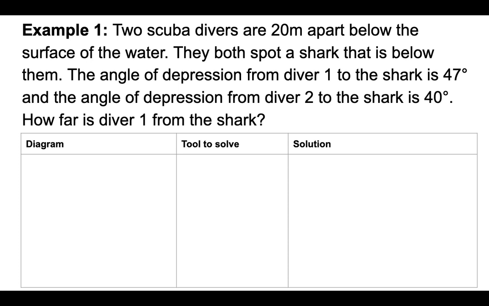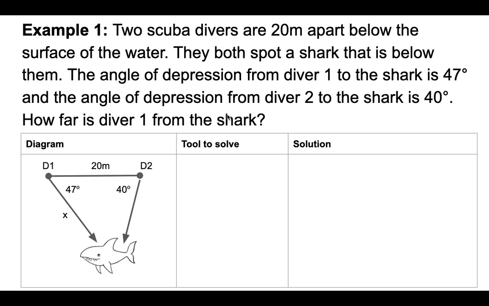Okay, so let's do a couple examples. Let's do this first one. We have two scuba divers. They're 20 meters apart below the surface of the water. Below the surface of the water doesn't really matter to the problem. They both spot a shark that is below them. The angle of depression from diver 1 to the shark is 47, and the angle of depression from diver 2 to the shark is 40. So remember, angle of depression is from the horizontal measuring downward. And then our goal here is to find how far diver 1 is from the shark.